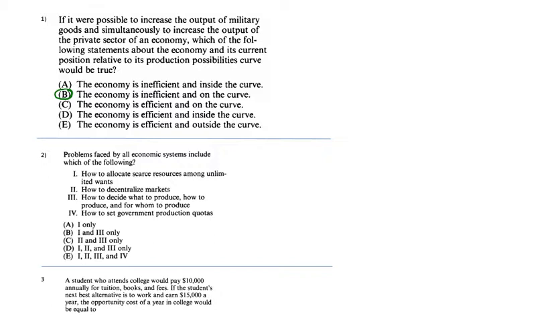All right. Problems faced by all economic systems include which? How to allocate scarce resources among unlimited wants? Yes. How to decentralize markets? We never talked about that. How to decide what to produce, how to produce, and for whom to produce? Yes. How to set government production quotas? No, we never talked about that. The answer is 1 and 3 only. B.